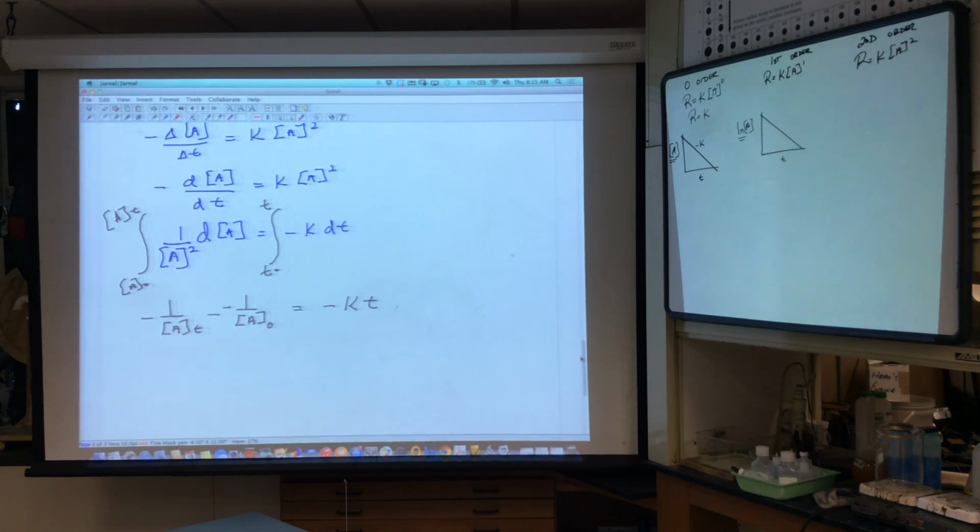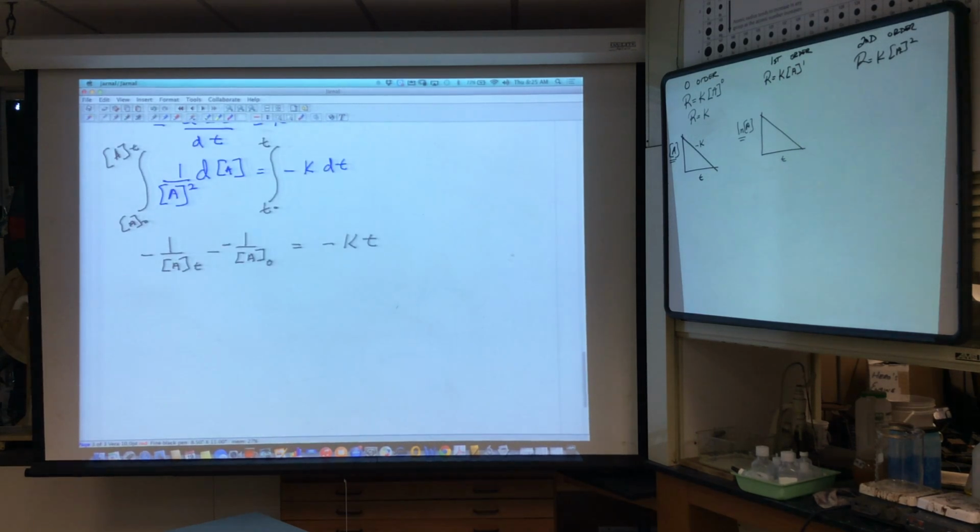Let's clean this up. I'm almost done. Many ways to do this, but when you clean this up, what you get is positive kt plus 1 over [A] at 0 equals 1 over [A] at t.